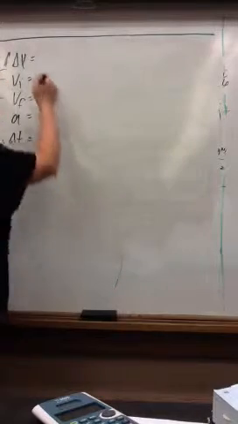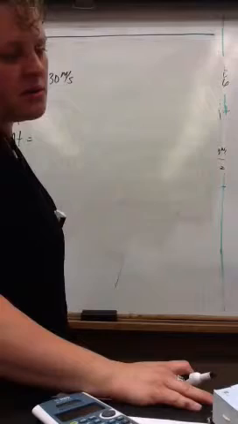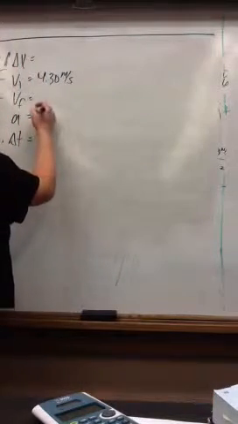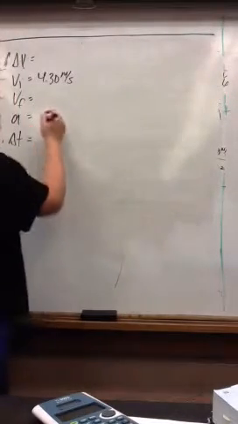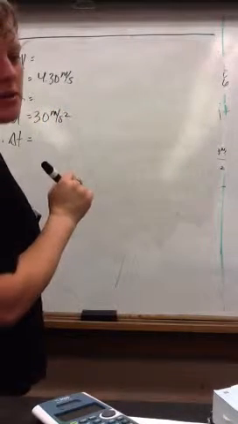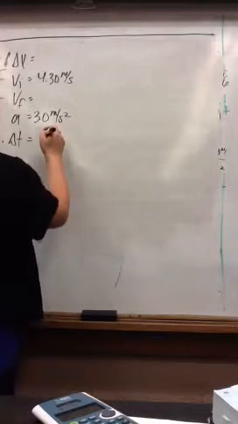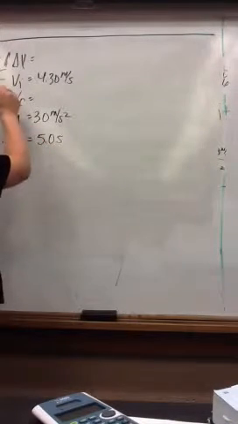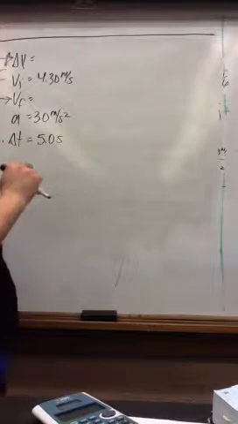We have initial speed, 4.30 meters per second. We have rate of acceleration, which is given as 3.0 meters per second squared. And we have time, which is given as 5.0 seconds. So we're asked for both the final velocity and the displacement. We're going to deal with one of those at a time.